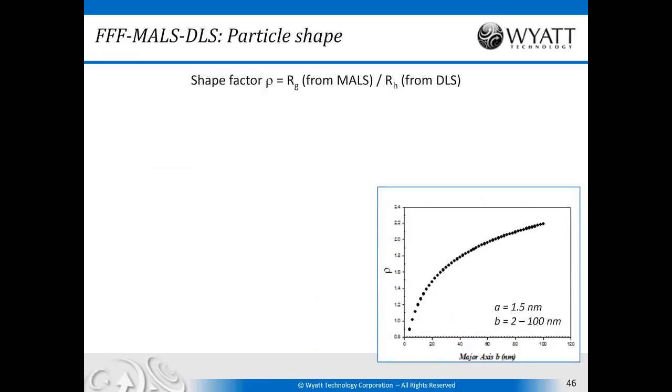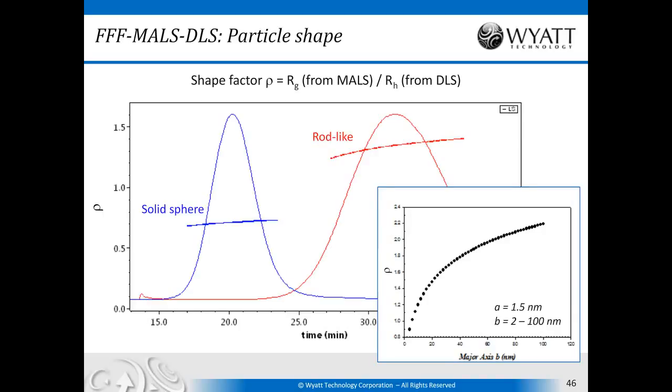Now, as I mentioned, you can use the combination of dynamic light scattering, looking at RH, and multi-angle light scattering, giving you RG, to learn something about shape or conformation. So the ratio of those two is known as the shape factor, or rho. And what we see here is how the length of the major axis in the ellipsoid, B, varying between 2 and 100 nanometers, versus the minor axis, A, 1.5 nanometers, gives you different shape factors, rho. So this is a kind of a calibration curve, which is calculated theoretically.